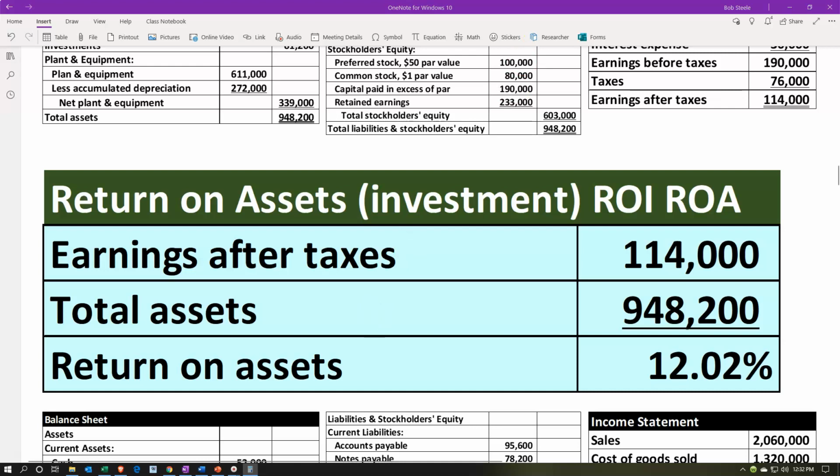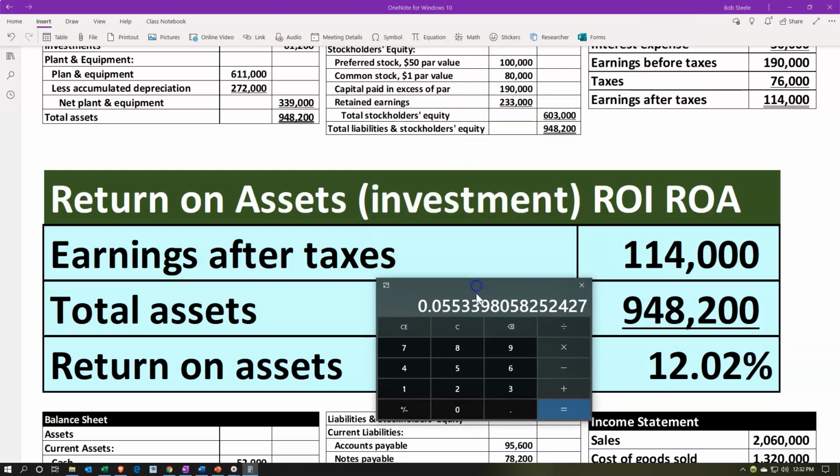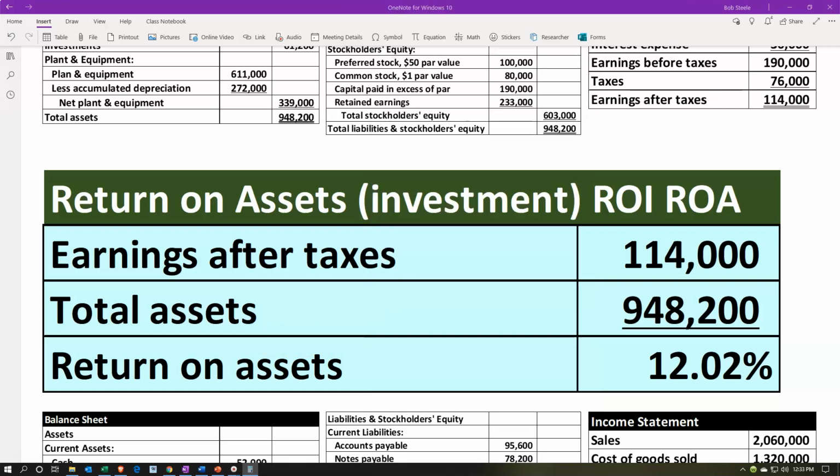So let's take a look at this. We're having a measure of how efficiently we're using the assets. That's going to be the 114,000 divided by the 948,200. If we move the decimal point 2 places over, we've got about 12.02%. Once again, a measure of how well we're using our assets. Is 12.02 good? Well, it depends on past performance. And obviously, we would like this number to be increasing.